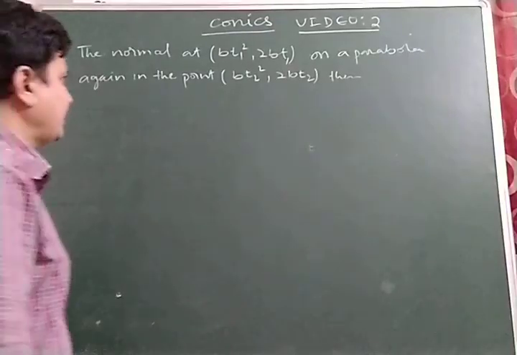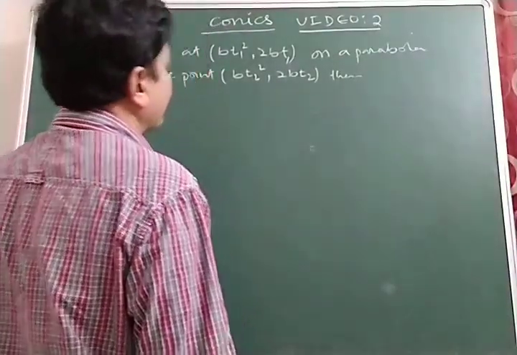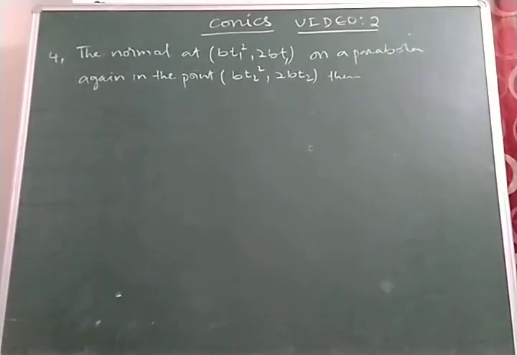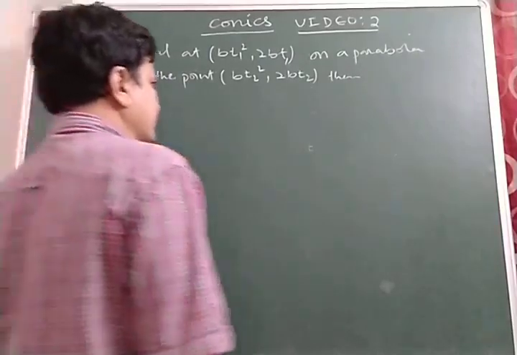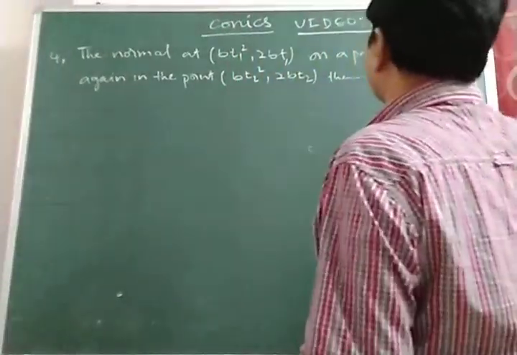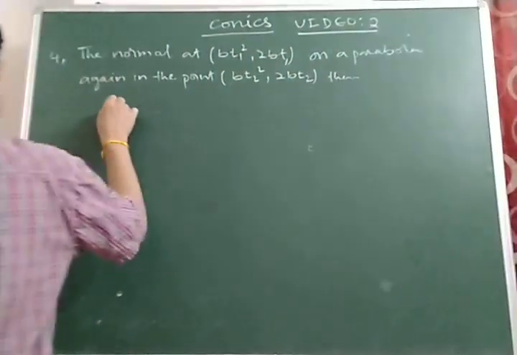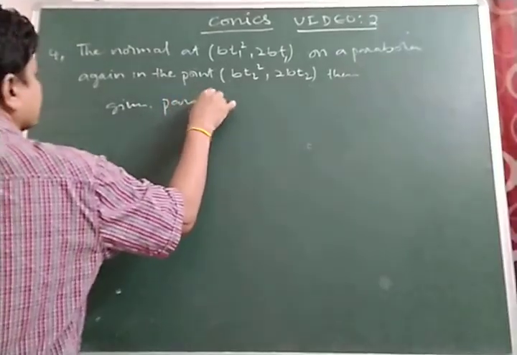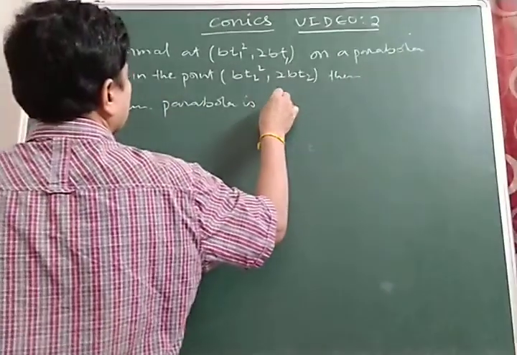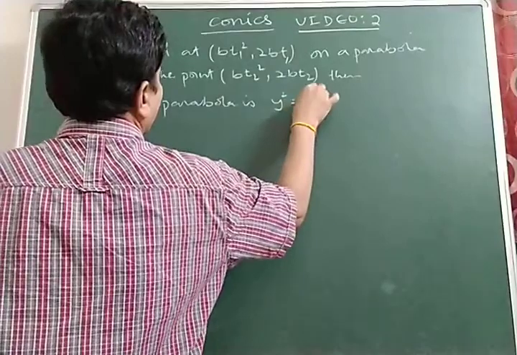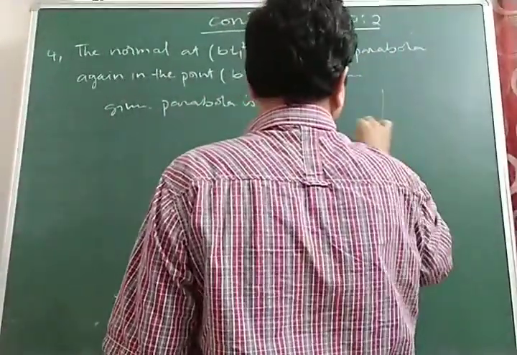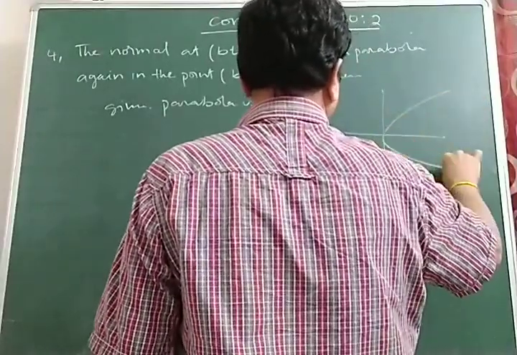The normal at bt1 square comma 2bt1 on a parabola again meets the parabola at the point bt2 square comma 2bt2. Then the condition is, the given parabola is y square is equal to 4bx. Now this is symmetric about the positive x axis.